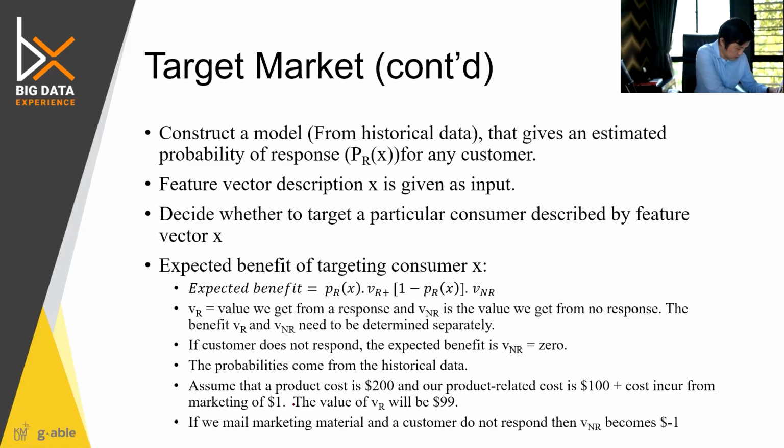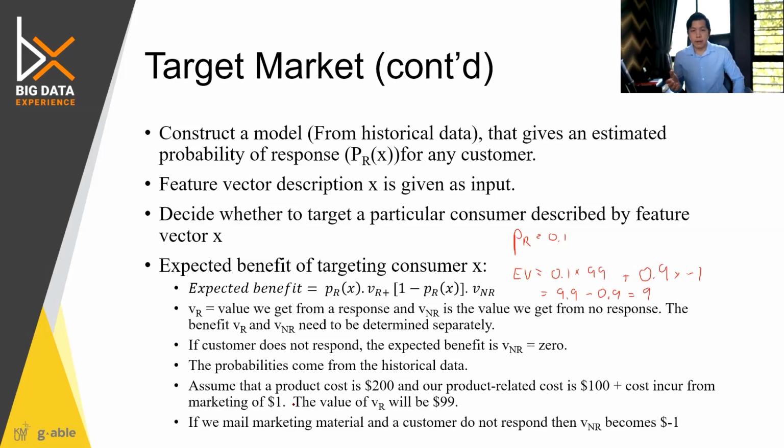Let me use this one. So let's say PR is 0.1. Then the expected benefit here equals 0.1 times 99, plus 0.9, which is 1 minus 0.1, times minus 1. So the value here would be 9.9, and then minus 0.9 equals 9. That means if the chance of this customer buying equals 0.1, we can send and we would expect to have a benefit of $9 here.